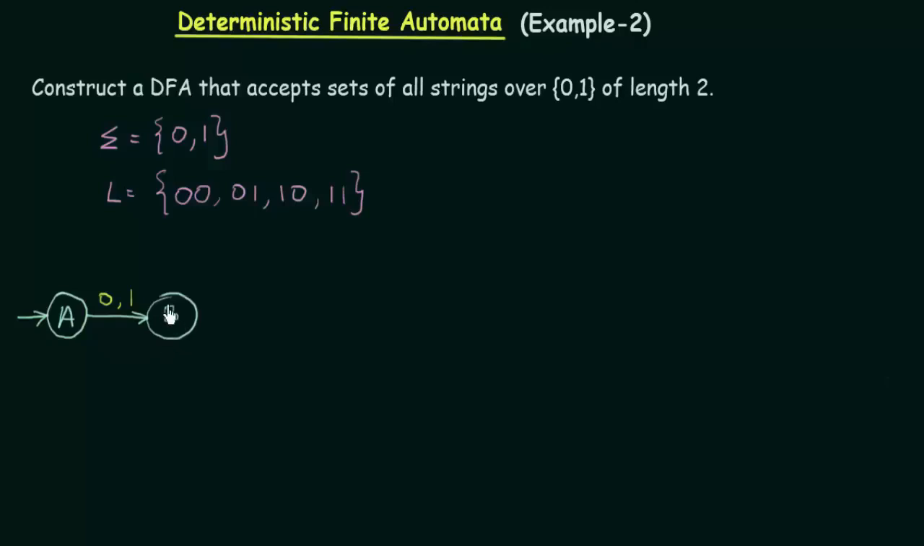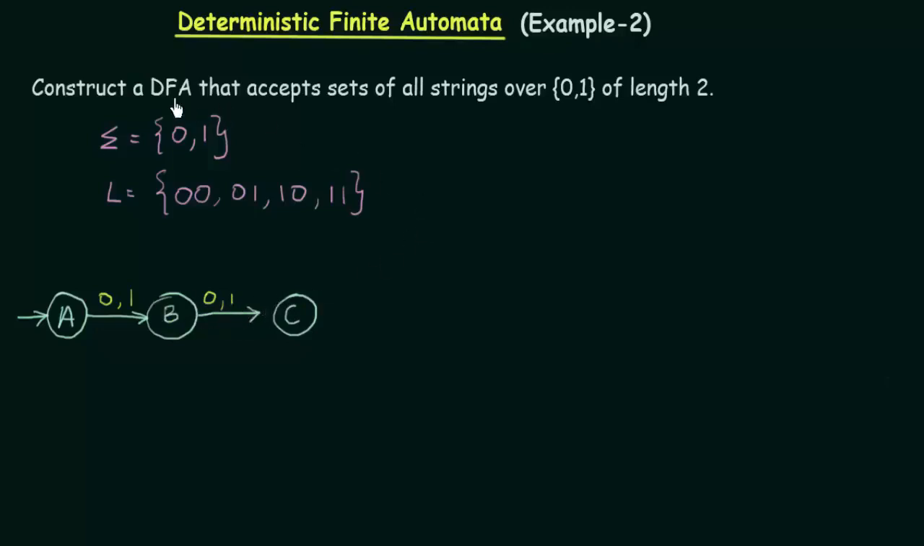So the length of my string is 1 at this point in B. Now we have to mention what happens if I get either input 0 or 1 in state B. Again, the order does not matter. Whether I get input 0 or 1 in state B, I send it to the next state, which I call state C. When I came from A to B, the length of my string was 1. And when I go from B to C, what is the length of my string? It is 2, because I have already got 2 inputs.